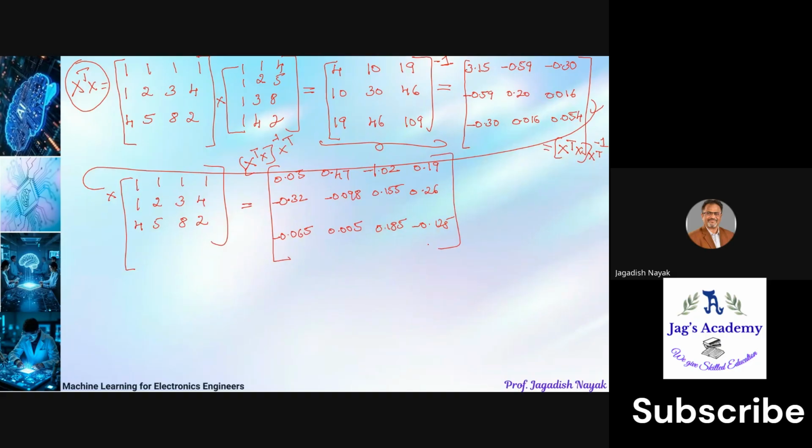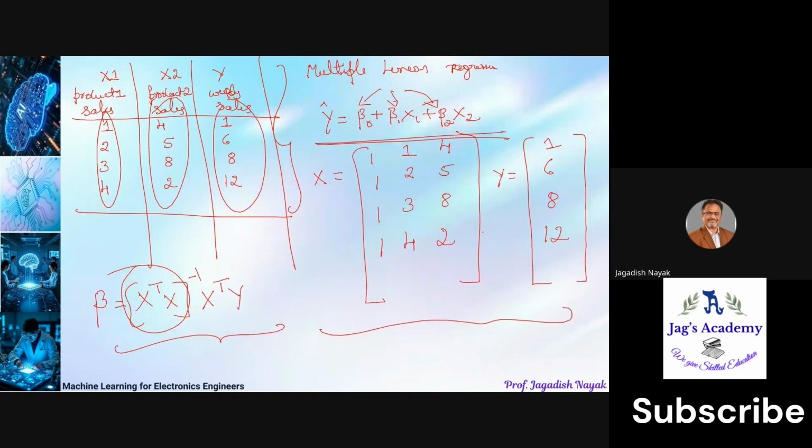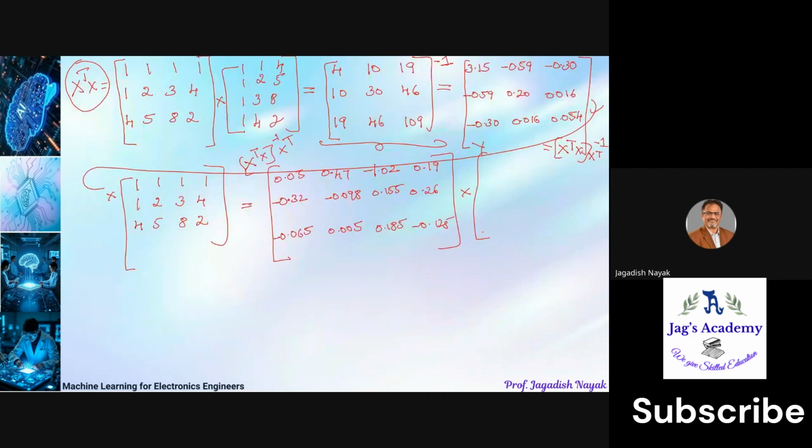Now still it is not over. Multiply this by y. What is y? Y is given here: 1, 6, 8, 12. Multiply this with the y value. Whatever you get is going to be your X transpose X whole inverse X transpose into y. This is what your beta value is. Definitely this is 3 into 3.